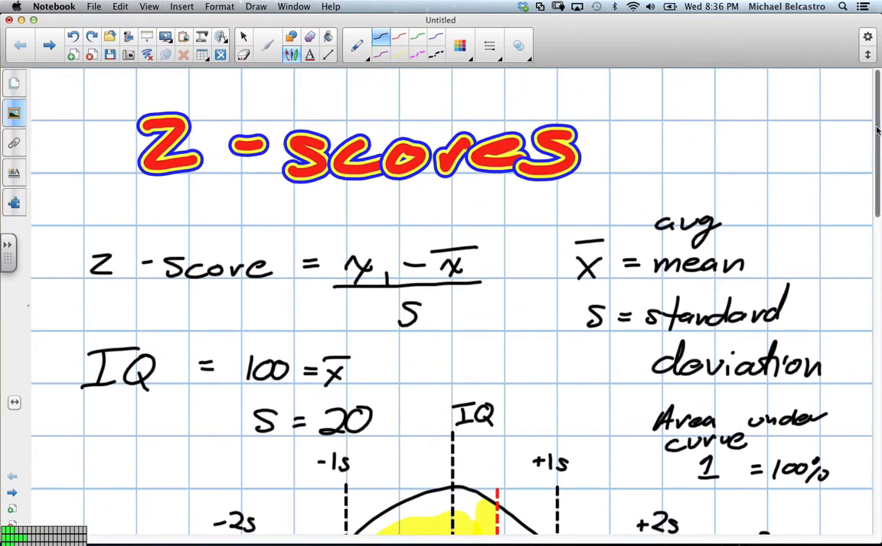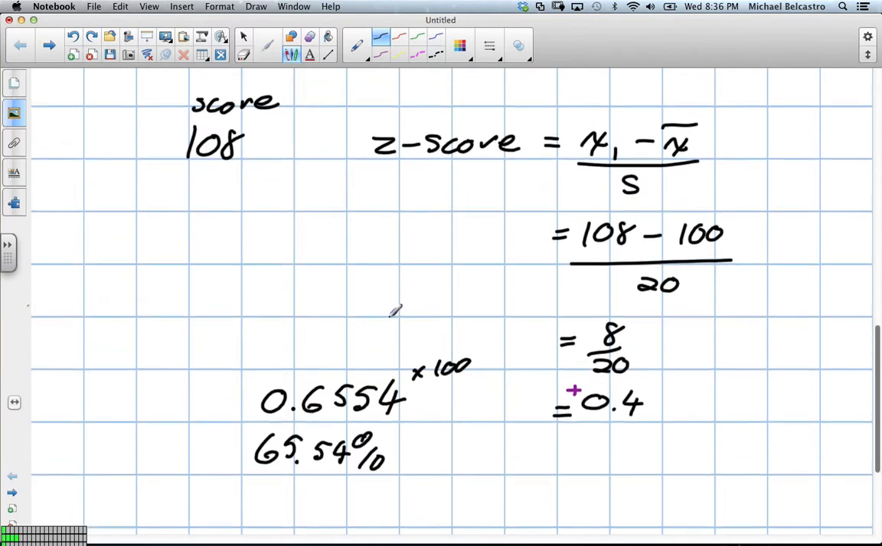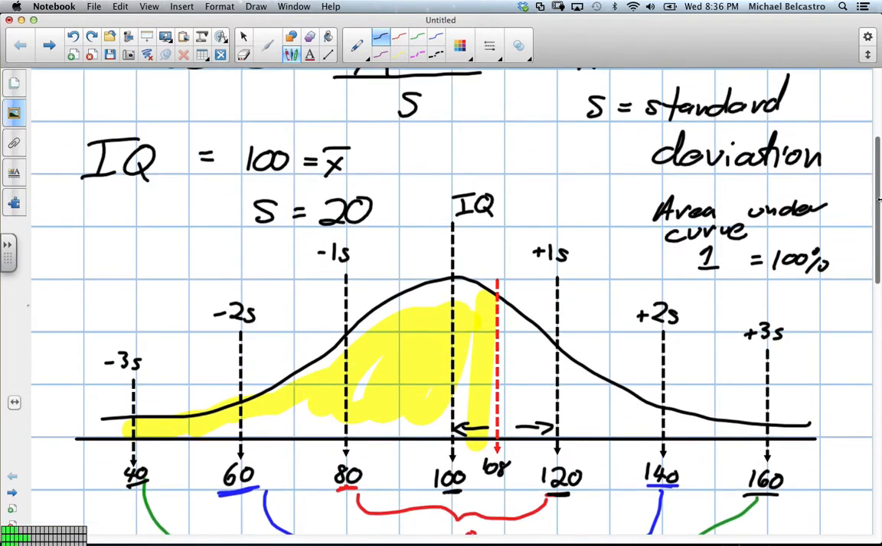So we multiply this by 100, we're going to get 65.54%. Okay? So if that's our percentage, what that's telling us is how much area is before us. Okay? So in other words, we have a higher score than 65.54% of the world's population. That's how much is before us. And Z-scores always tell us how much is to our left.